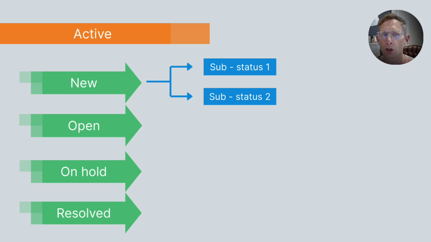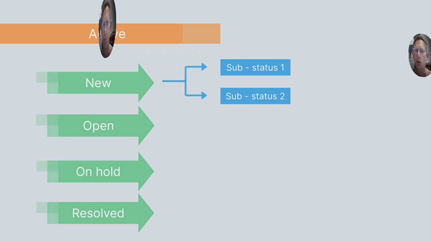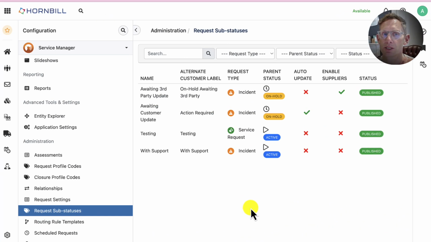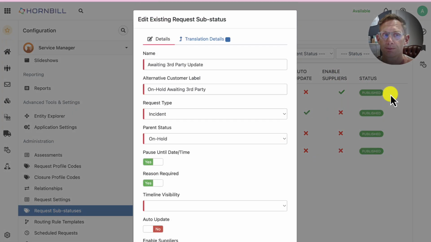Service Manager gives you a lot of control over substatuses, and you can even automate actions and events based on substatuses in workflows, but we won't cover workflows here. Creating and managing global request substatuses is done here in the Service Manager configuration settings. So from here, you can create and manage them for a request type, and the substatuses will then be available in all of your services.